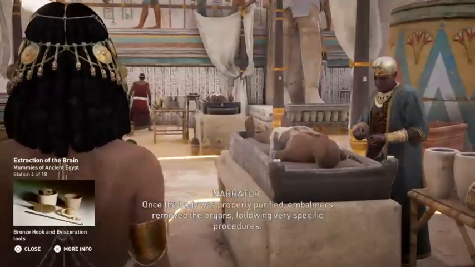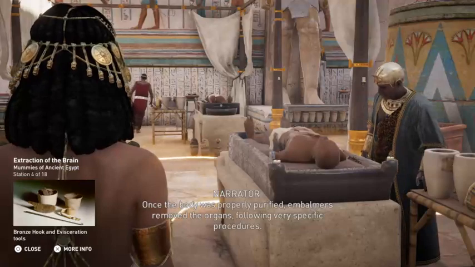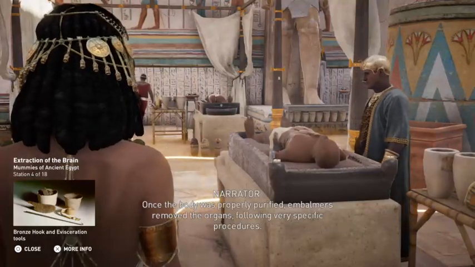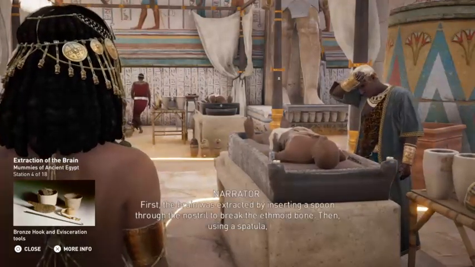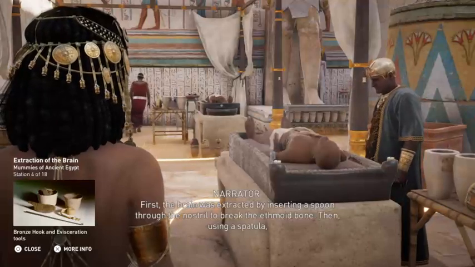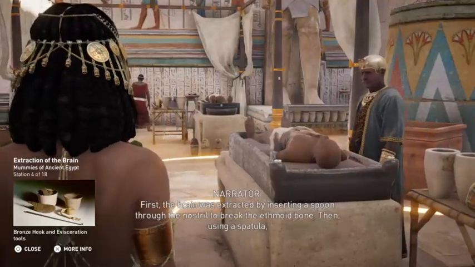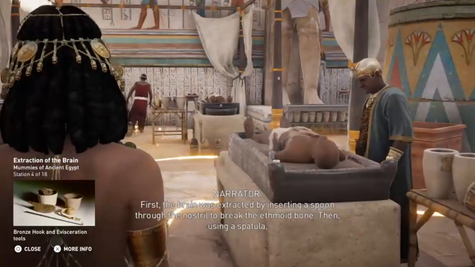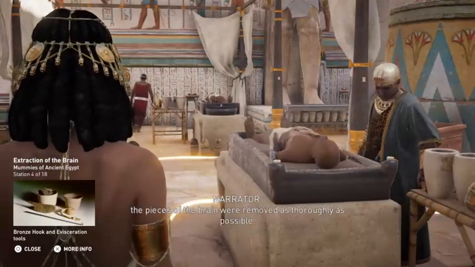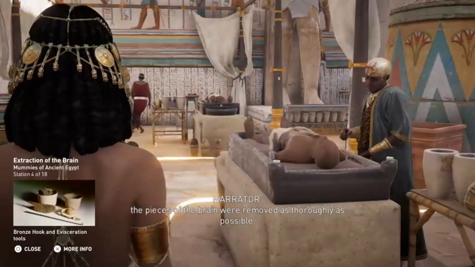Once the body was properly purified, embalmers removed the organs, following very specific procedures. First, the brain was extracted by inserting a spoon through the nostril to break the ethmoid bone. Then, using a spatula, the pieces of the brain were removed as thoroughly as possible.